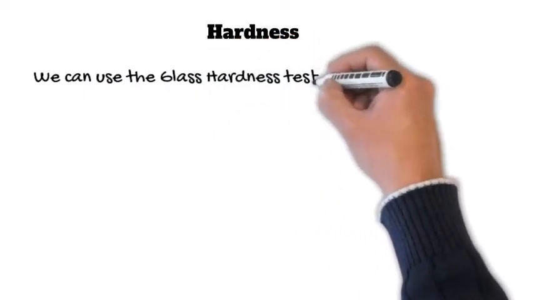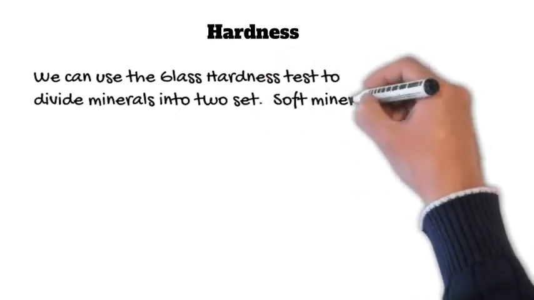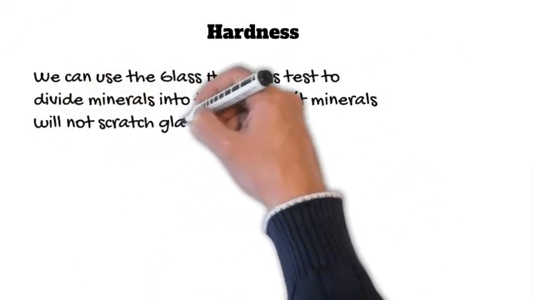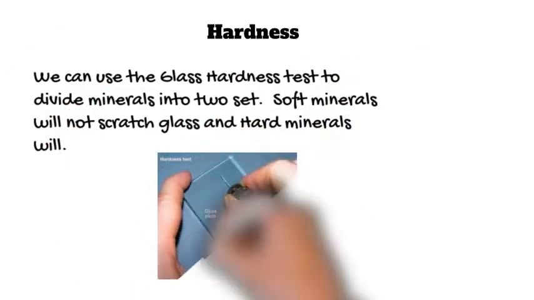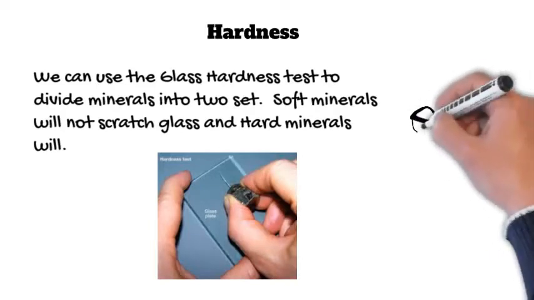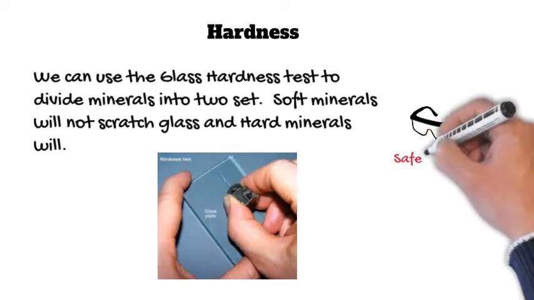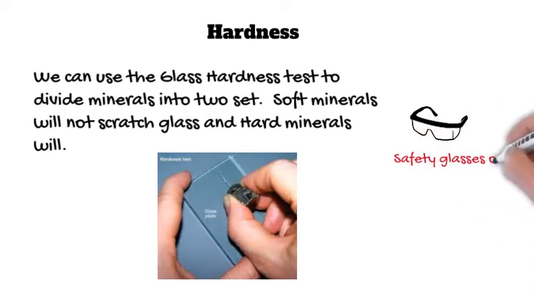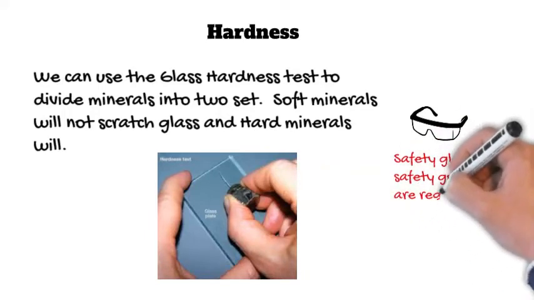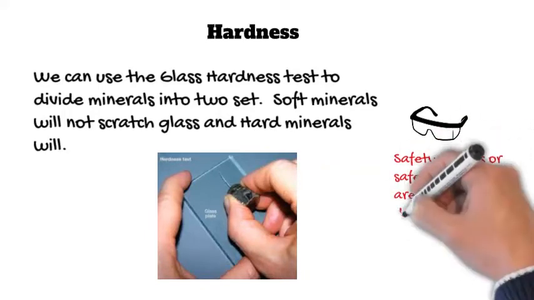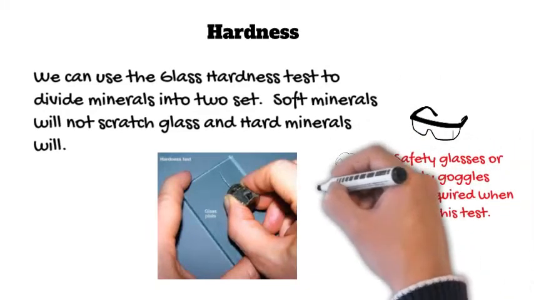We can use the glass hardness to divide minerals in two basic groups, those harder than glass and those softer than glass. Remember, when we're doing some of these physical tests, we must be wearing safety glasses or safety goggles. A chip of glass could fly into your eye, doing some serious damage. So we will be wearing these in the lab.